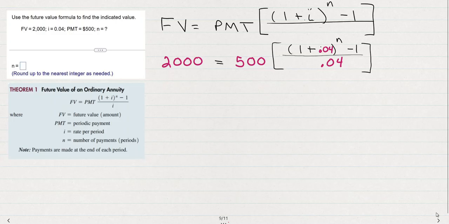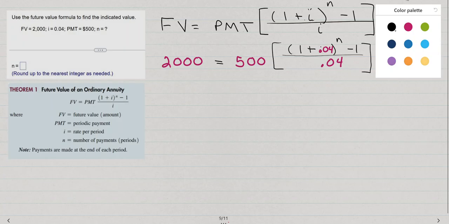And here's a really good process for doing these problems. I'm going to write the formula. Future value equals the payment times the quantity of 1 plus i to the n minus 1, all divided by i, where i is the interest. We're given the future value is 2,000. We're given the payment is 500. Interest rate is 4%. So we can fill those values in. And now it's just plugging in and solving.